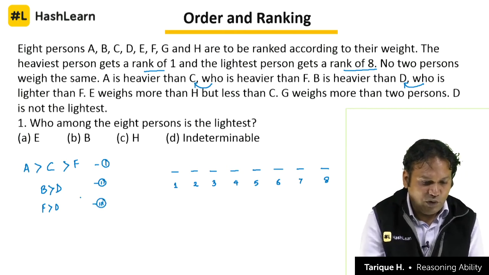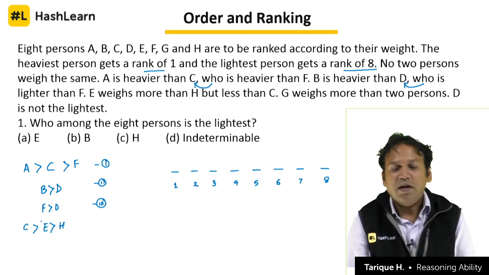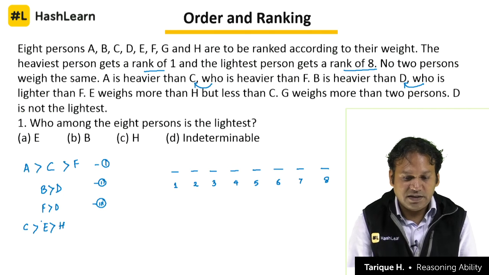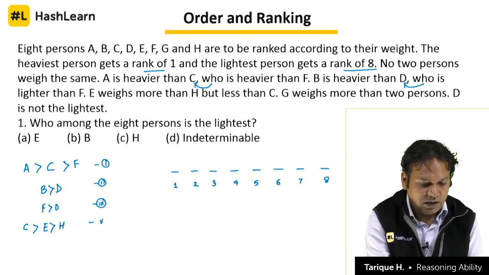Now E weighs more than H. E weighs more than H but less than C. That is our fourth equation here.